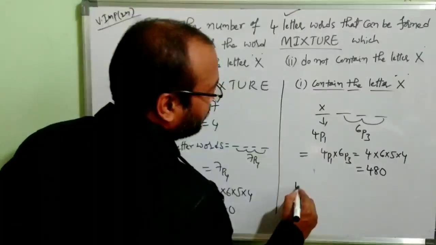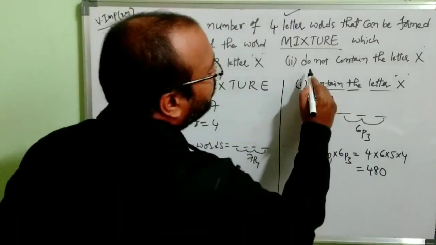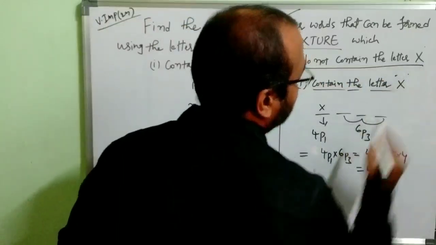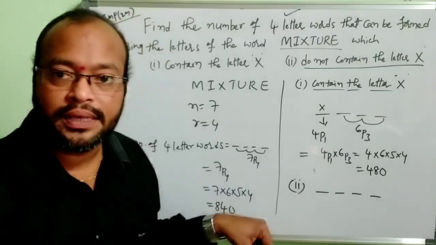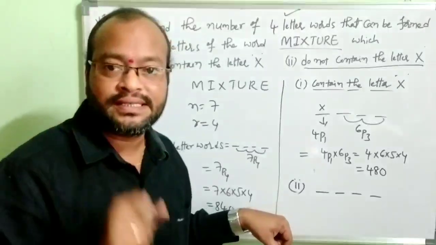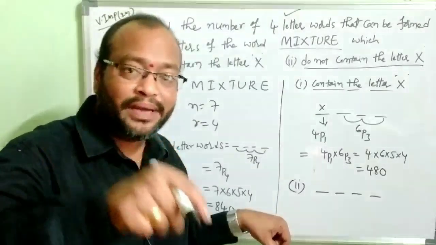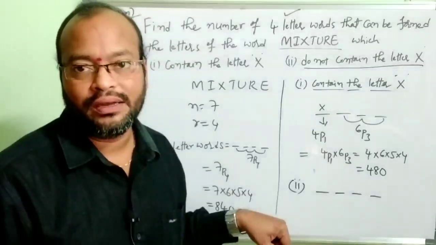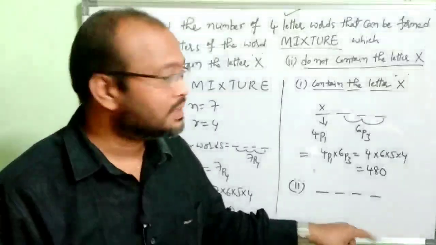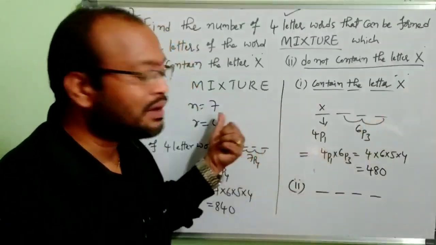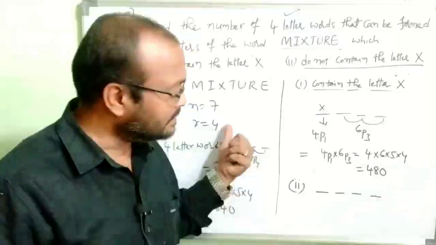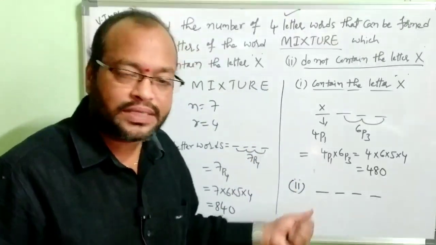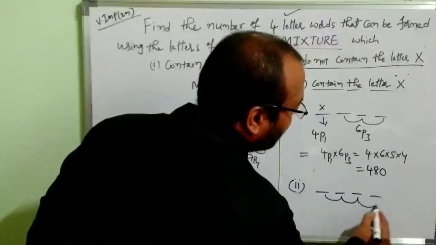Easy. Now, in the second one, do not contain the letter X. It means the same 4 blank places, but in these 4 blank places we will not allow X. So except X, the remaining letters we fill here. How many places are there? 4 places. Except the letter X, how many letters are there? 6 letters are there, 4 places. How many ways can we fill up? 6P4 ways.